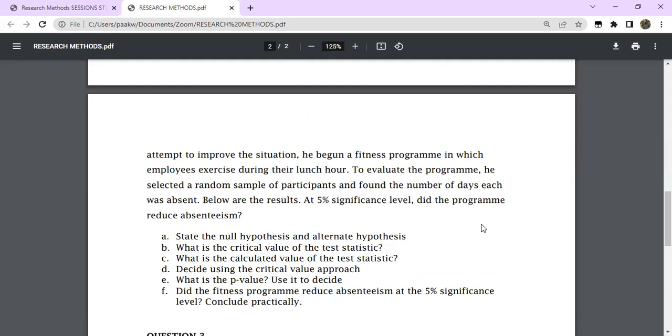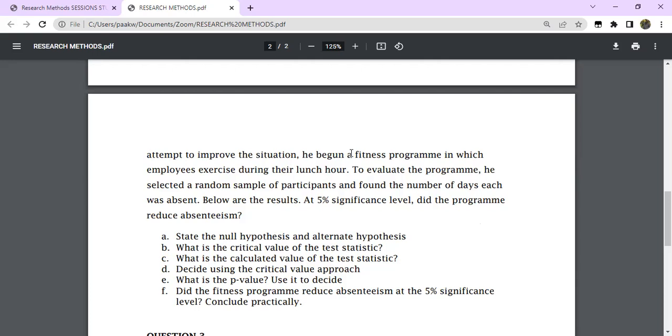A. State the null hypothesis and alternate hypothesis. B. What is the critical value of the test statistic? C. What is the calculated value of the test statistic? D. Decide using the critical value approach. E. What is the p-value? Use it to decide. F. Did the fitness program reduce absenteeism at the 5% significance level? Conclude practically. It's basically the same questions.